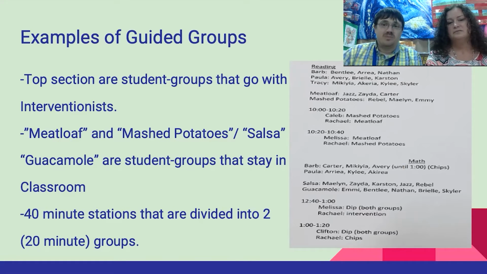So when you group the students, the students don't know which group they're in. They don't know if they're in a lower group or higher group, because everybody's getting pulled for groups at some point, no matter what level they are. So those groups are called meatloaf, mashed potatoes, salsa, apples, oranges, bananas, just whatever kind of name that you want to choose. But we usually do 40-minute stations that are divided up into 2 20-minute groups. That's what has worked for us this year.